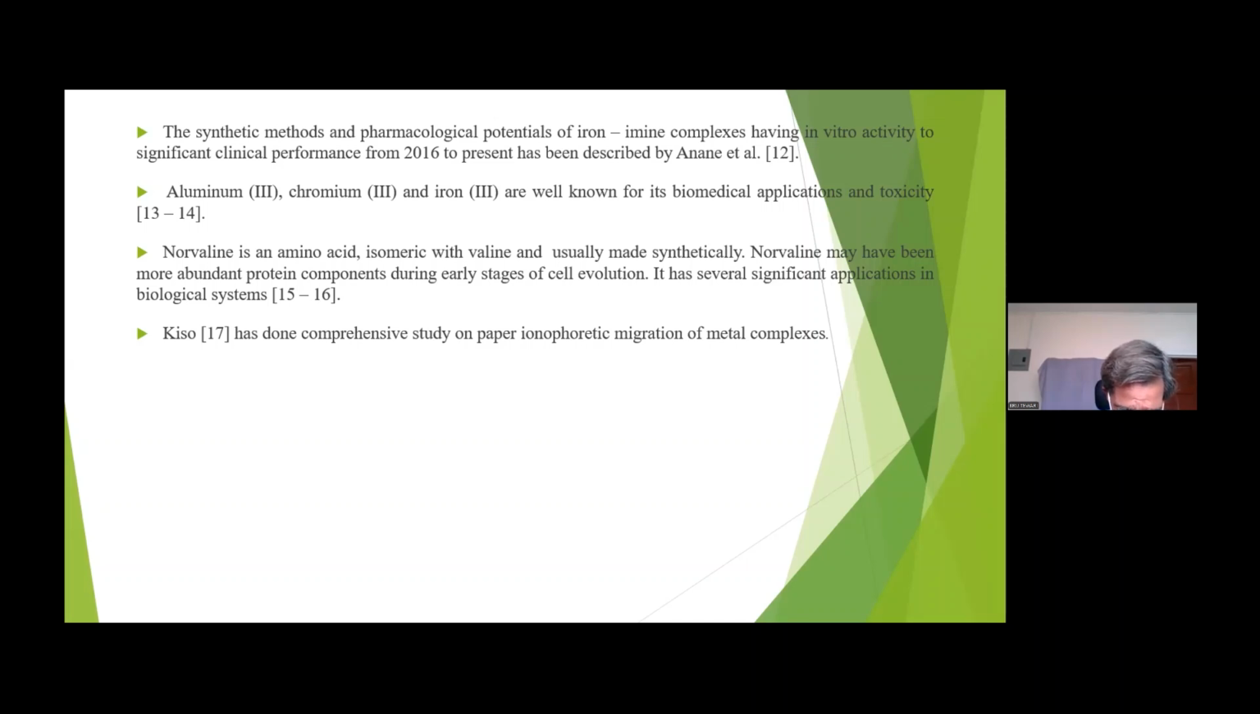Norvaline is an amino acid isomeric with valine and usually made synthetically. Norvaline may have been a more abundant protein component during the early stage of cell evolution. It has several significant applications in biological systems. Eso has done a comprehensive study on paper electrophoretic migration of metal complexes.